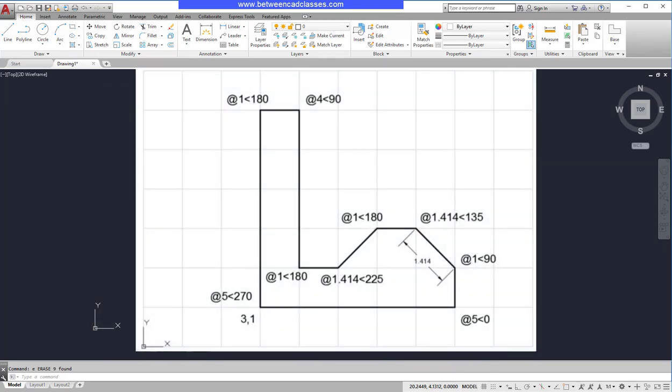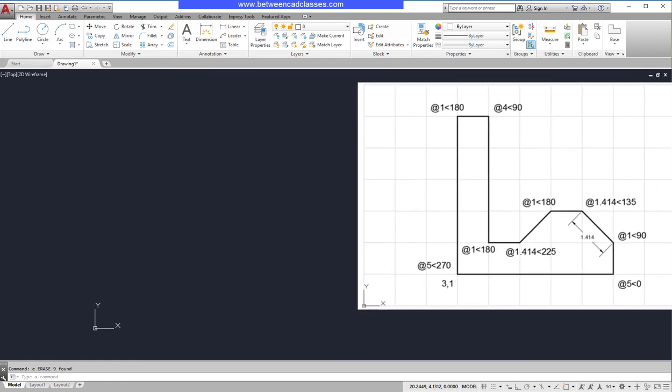I wish to draw this shape using the polar coordinate method. I begin by locating the lower left point somewhere on screen. And I will be drawing counterclockwise around the shape. So first I want to draw a line straight to the right 5 units.